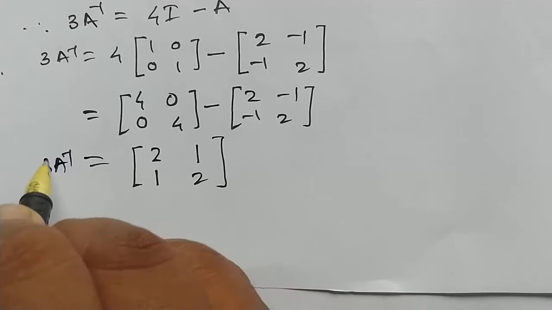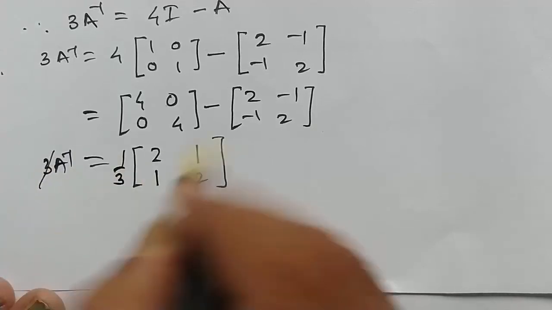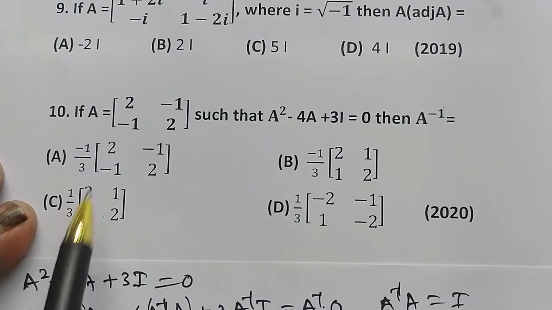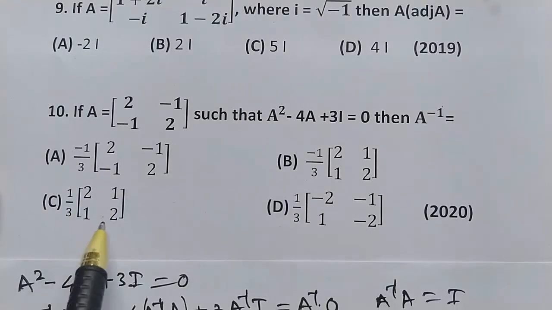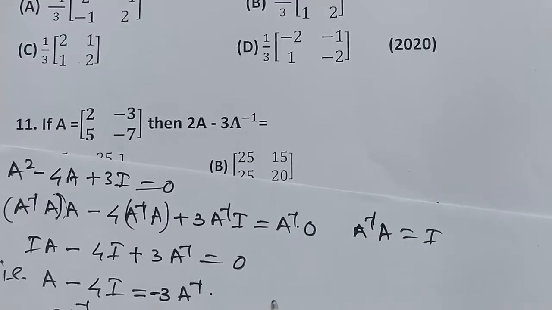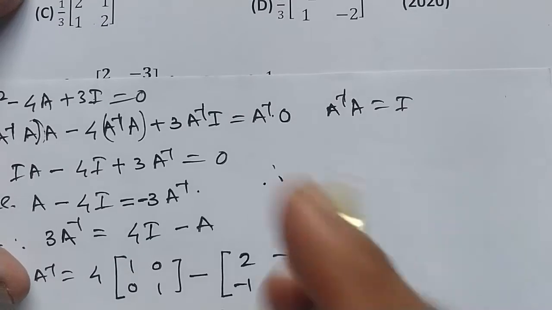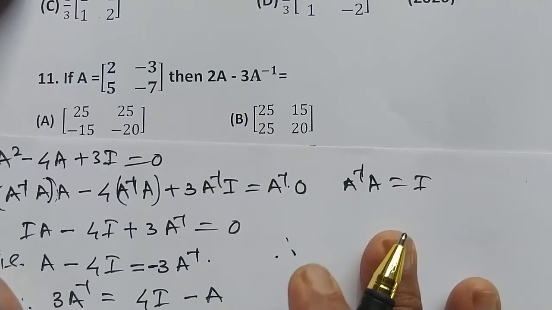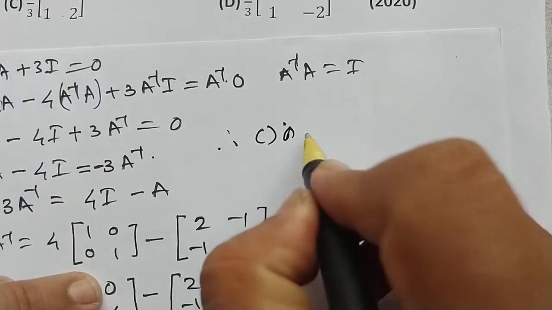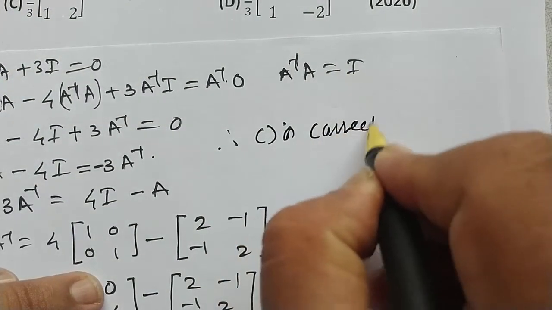Therefore A inverse is equal to 1 by 3 times [2 1; 1 2]. So option C, 1 by 3 [2 1; 1 2], is the correct answer. Therefore C is correct.